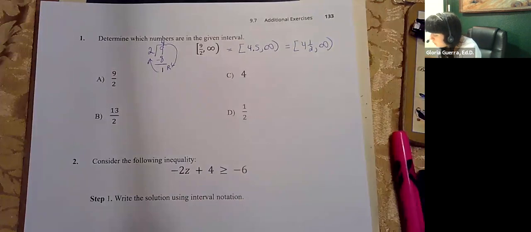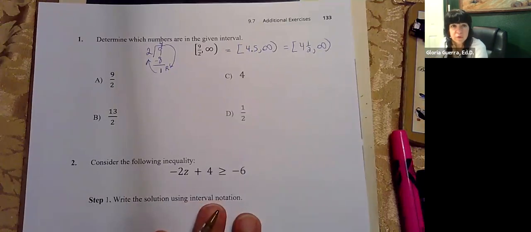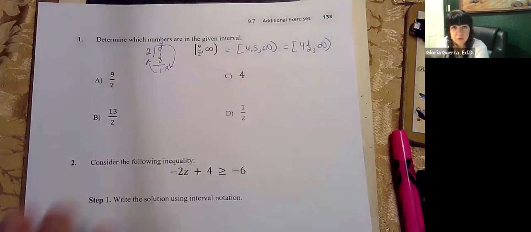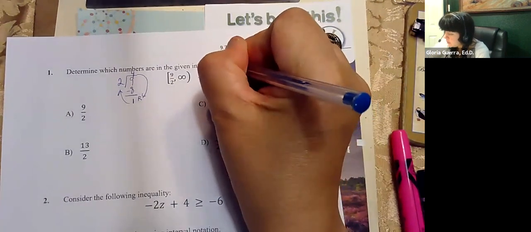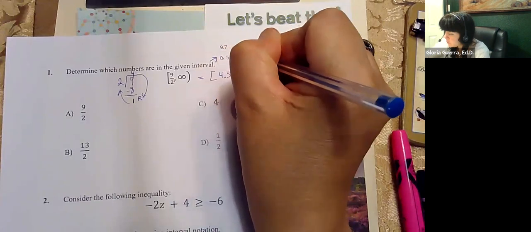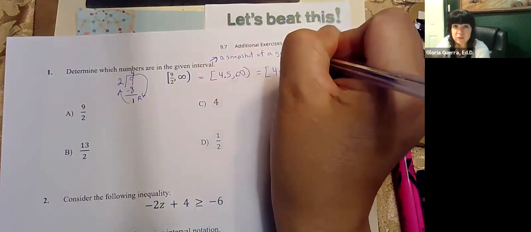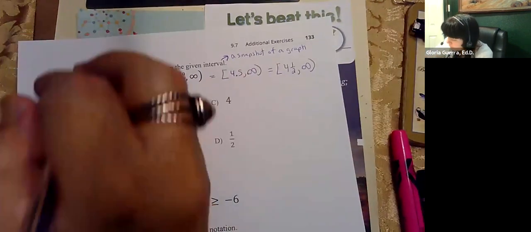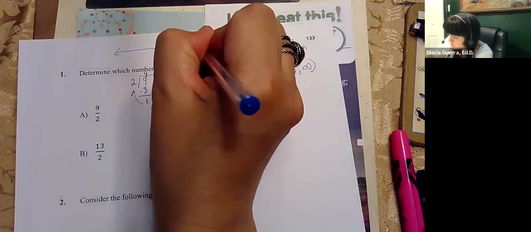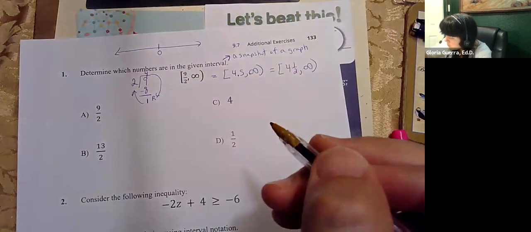Okay, now let's see. You really need to draw a graph to help you, even though they don't tell you to draw a graph. This is an interval, but remember what an interval is: an interval is a snapshot of a graph. Because of that, you really should draw a graph, even though they don't come out and say that. And you just put 0 to give an orientation.